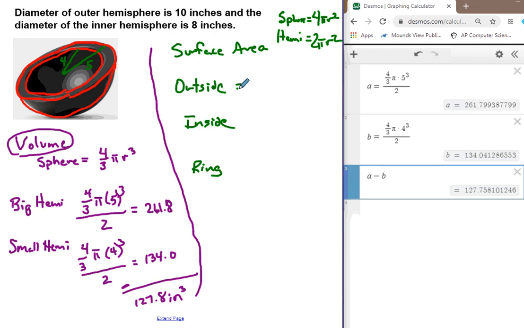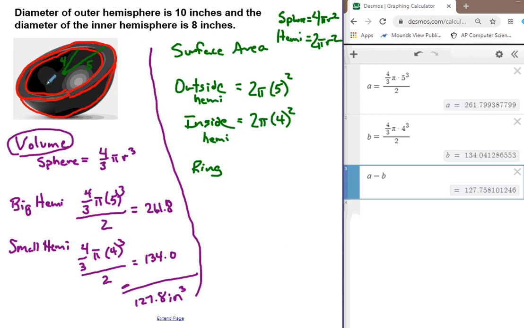So for the outside, that's a hemisphere, and so I'm going to do 2 pi, and my radius is 5 squared, and my inside is going to be 2 pi times 4 squared because it's also a hemisphere.